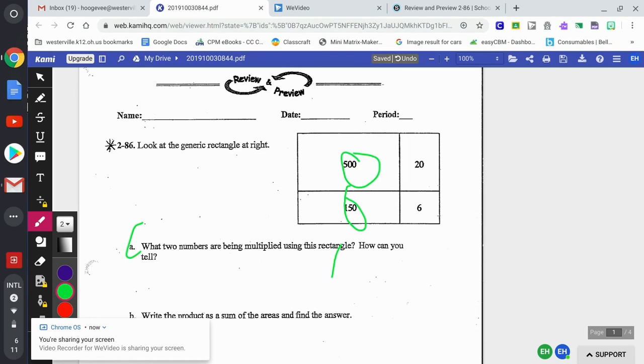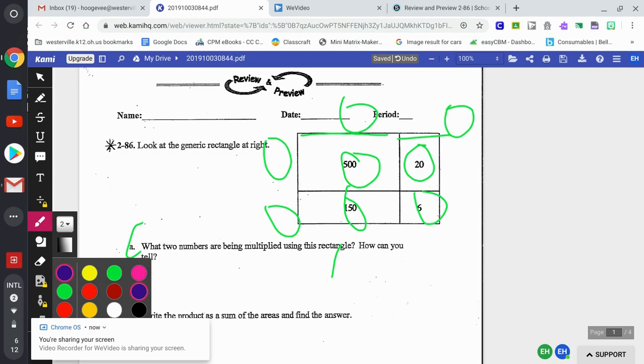I'm going to link my 500 and 150 together and my 20 and 6. So knowing that 500 is a 3-digit number, and we have a 2-digit number, it's probably going to be in the tens place and the ones. So I'm treating this for my ones and these for my tens. To think what two numbers could equal 500, I could maybe guess 50 and 10. So 50 times 10 is 500.